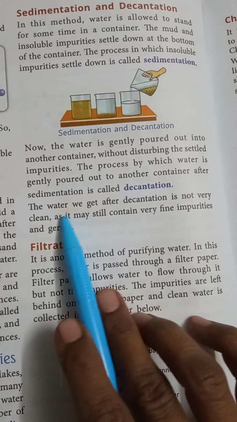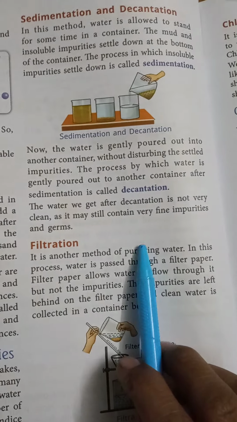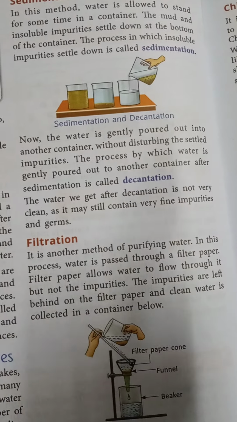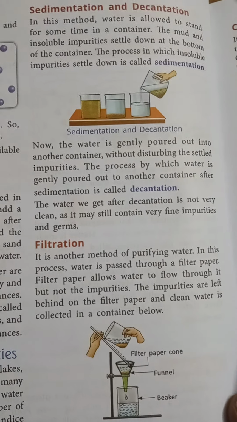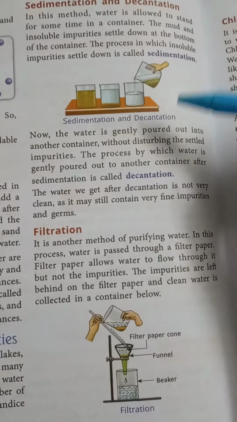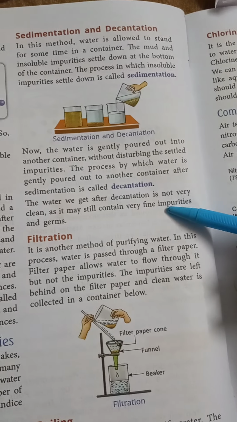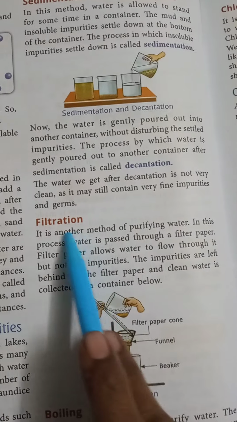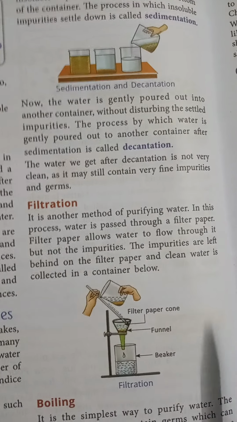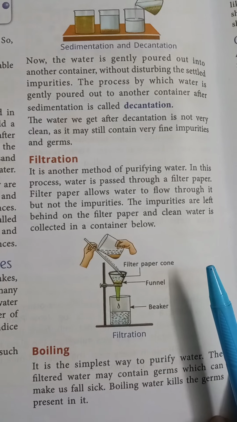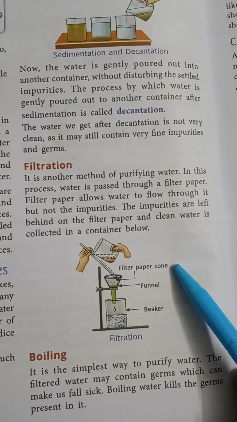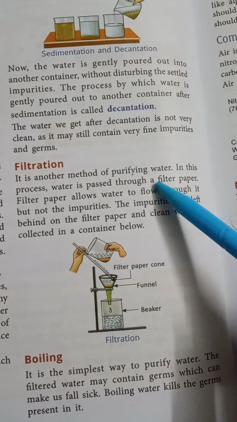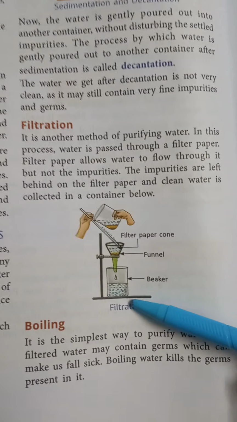The water we get after decantation is not very clean. It may contain very fine impurities and germs also. So for the purification of water, we can use the next method, that is the filtration method. Generally, we also use this filtration process at home to filter the water. So this is one type of filtration process.